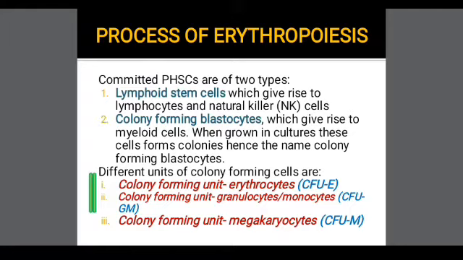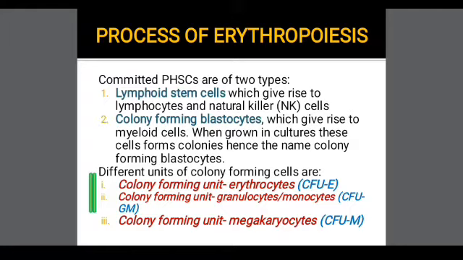The lymphoid stem cells give rise to lymphocytes and natural killer cells, while the colony-forming blastocytes give rise to myeloid cells. When grown in cultures, these cells form colonies, hence the name colony-forming blastocytes. Now we have different units of colony-forming cells. There are colony-forming unit erythrocytes, which is the colony-forming blastocyte for red blood cells.